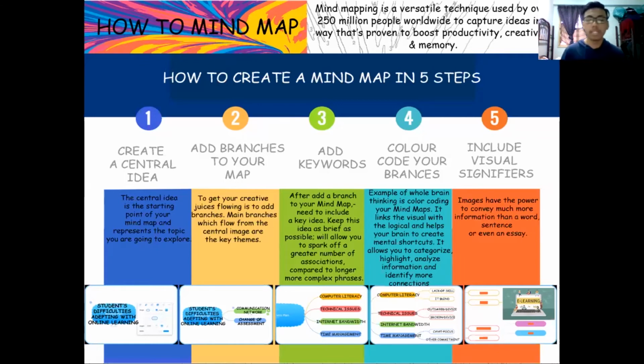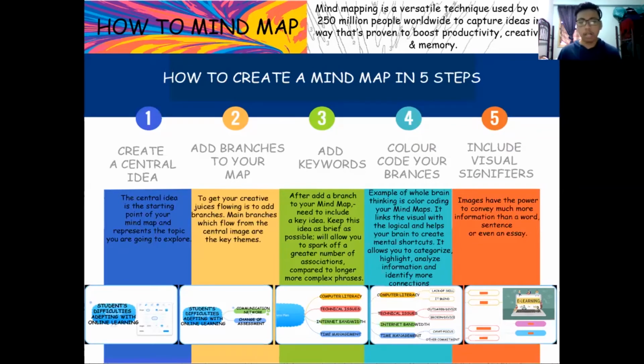The first one is to create a central idea. The central idea is the starting point of your mind map and represents the topic you are going to explore. Here I'm giving the example of the central idea for my group. The central idea is the students' difficulties adapting to online learning.